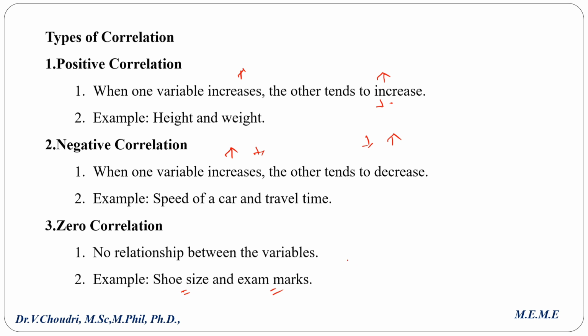Once we ask our kids why they are not doing well, they simply say they used a particular shoe size before going to the exam hall, and that is why they got low marks. So these are not related, shoe size and the exam marks. So we know that it is zero correlation.